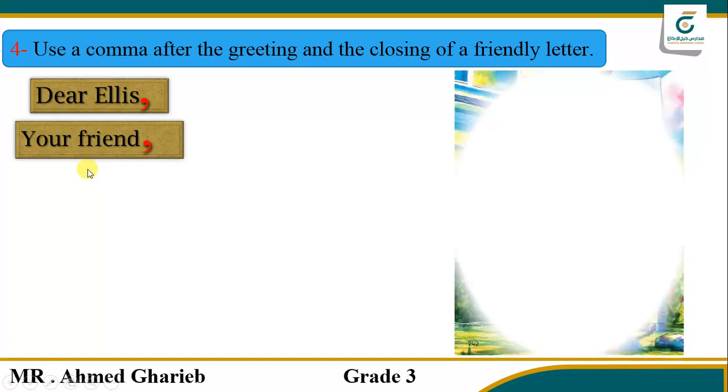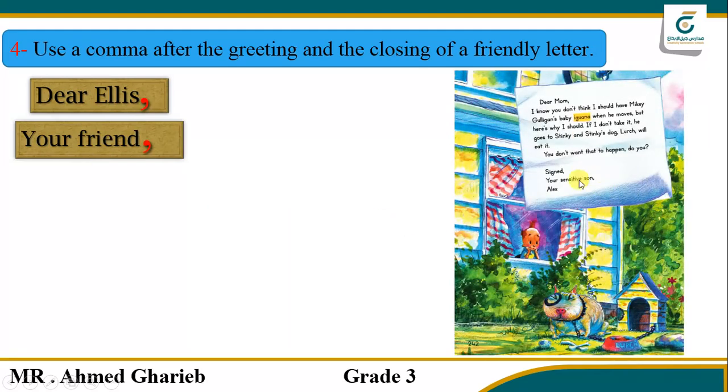If you remember in our selection, I Want an Iguana, this is a letter. I told you that the whole selection is written in the form of letters between a boy and his mom. So he starts his letter with Dear Mom, then a comma, and he finishes his letter with Your son, then a comma. The same as Your friend.